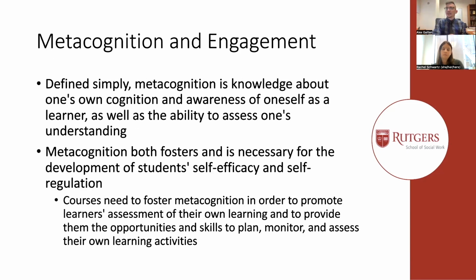So I mentioned metacognition, and self-regulation requires students to develop their metacognitive skills. So metacognition, defined as simply as possible, is knowledge about your own cognition or your own thinking, and awareness of yourself as a learner. So just understanding how you think and why you're thinking what you're thinking. And also being able to assess to what extent you understand something and how or why you understand it. And again, metacognition is necessary for the development of both self-efficacy and self-regulation.